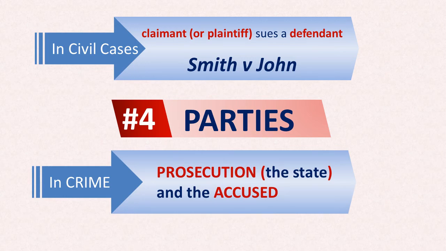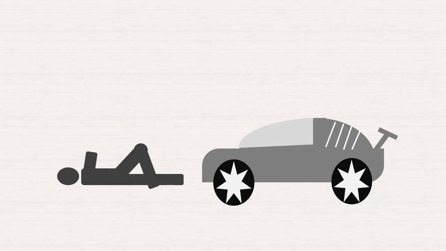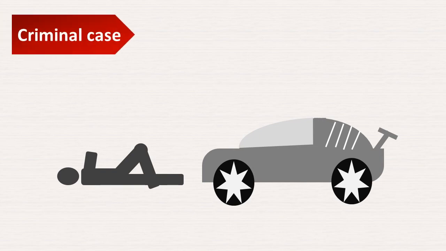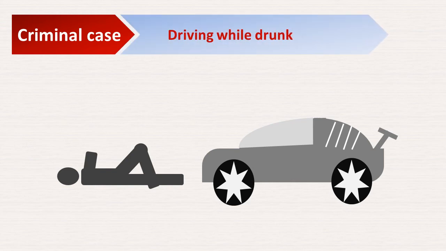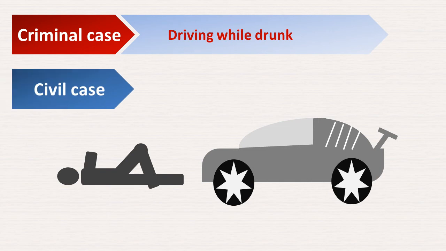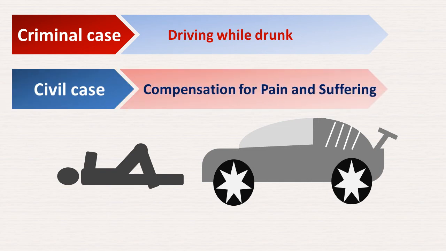In conclusion, a broken leg caused to a pedestrian by a drunken driver is a single event which may give rise to, number one, a criminal case, in case of prosecution by the state for the offense of driving with excess alcohol, and number two, a civil case, assuming the pedestrian sues for compensation for pain and suffering. The difference here is based on the court in which the case will be heard, the procedure, and terminologies used.